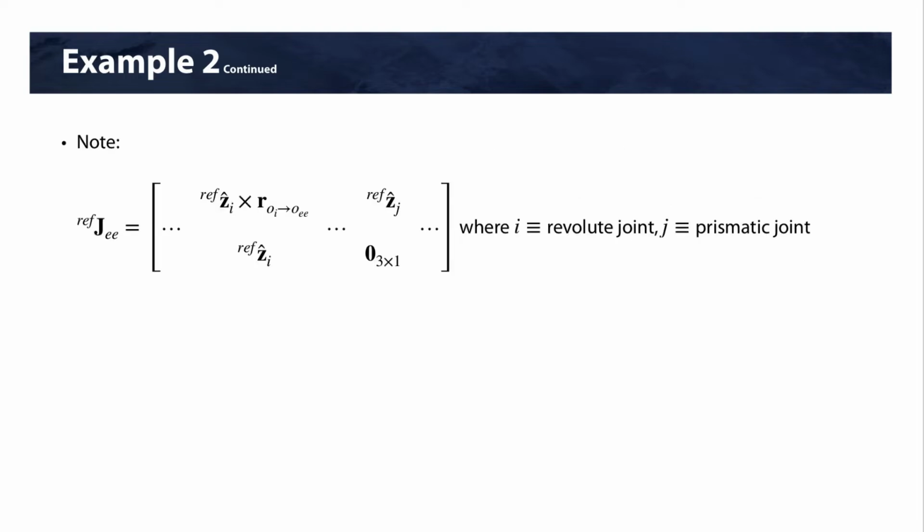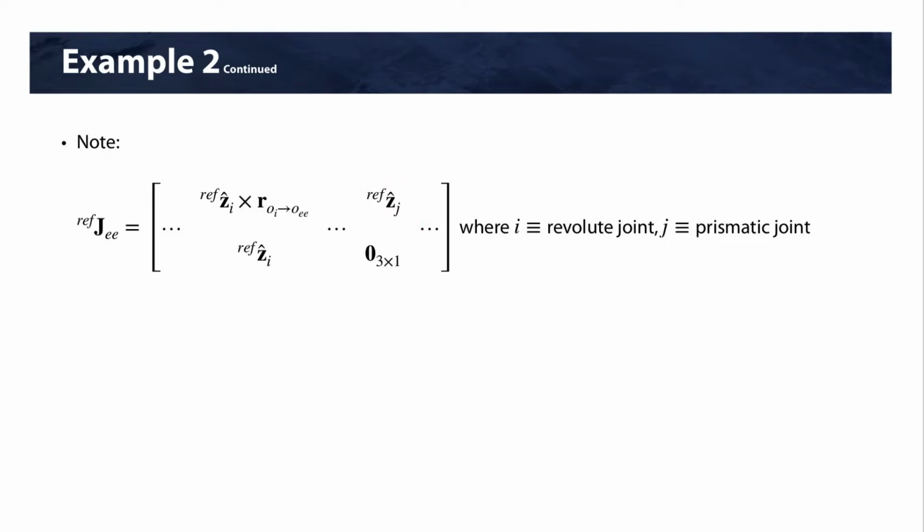Now for the joint directions and cross product method, we previously showed that this is the form of the Jacobian. If the ith joint is revolute, we take the joint direction Zi cross the vector from the origin of frame I to the origin of our end effector frame. The bottom is just our joint direction. If the ith joint is prismatic, we just need the joint direction.